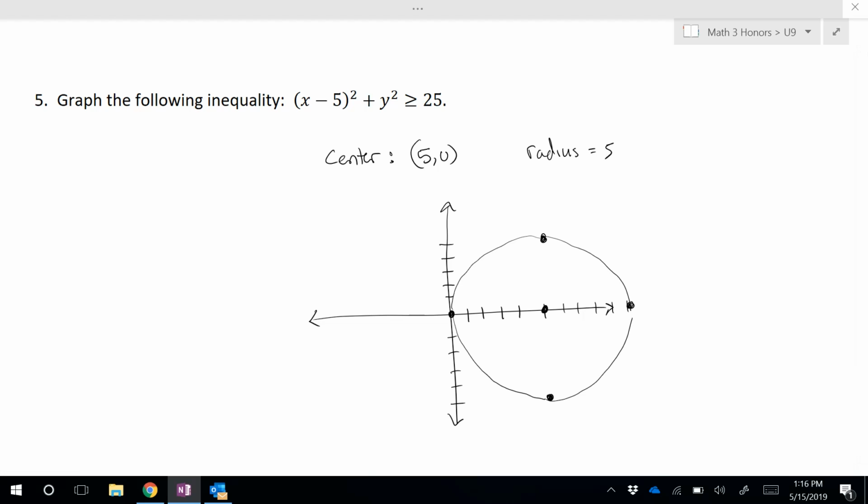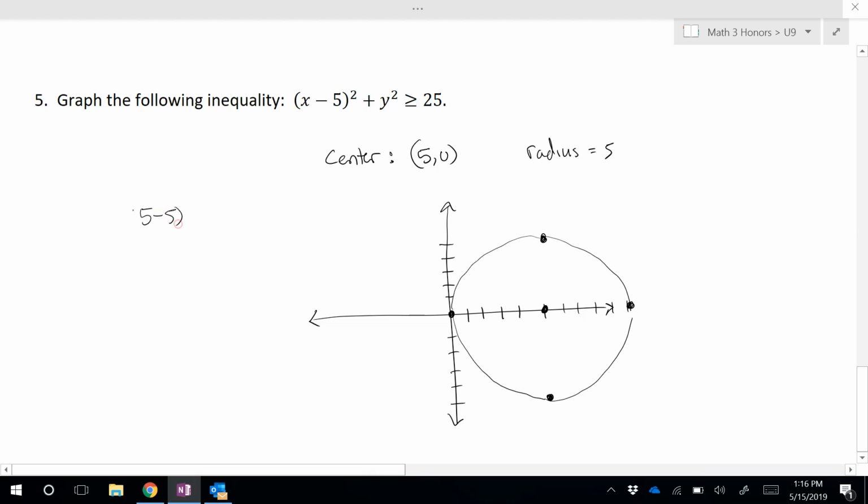Now, one way to do this, and probably the best way to do this for you guys, is to test a point out. Okay, you're going to shade where it's true. You don't want to shade where it's false. So pick a point you know for sure is inside or outside the circle. Doesn't matter to me. What's that? 5, 0. The center? Okay, great point. So if I plug in a 5, 0, plug in the center of your circle, what happens?